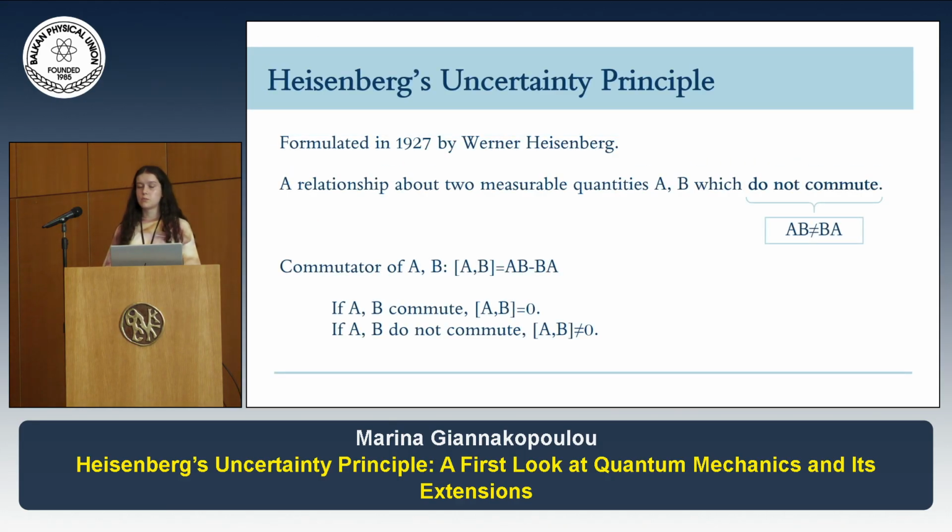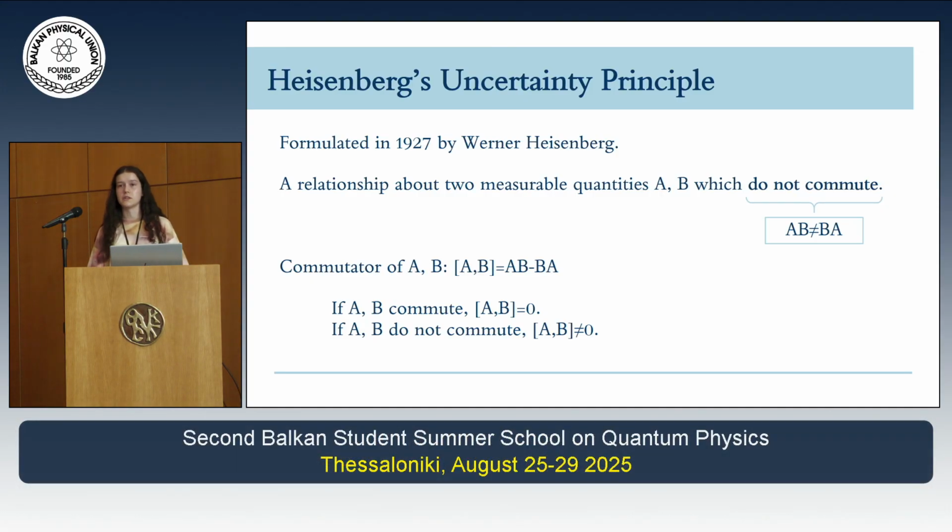Heisenberg's uncertainty principle was formulated in 1927 by German physicist Werner Heisenberg. It expresses a relationship between two measurable quantities, A and B. The important thing about those quantities is that they do not commute. What does that mean? It means that the order in which they are multiplied matters. A times B is not equal to B times A.